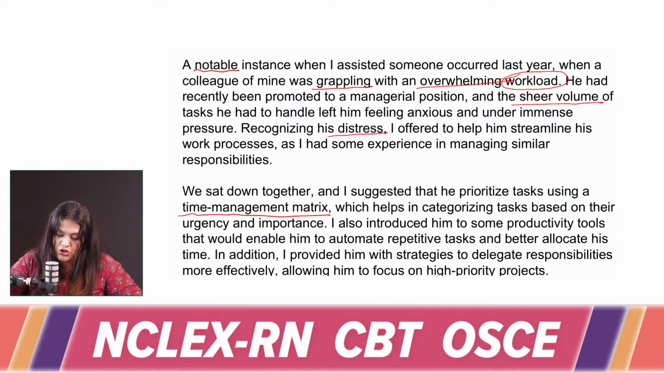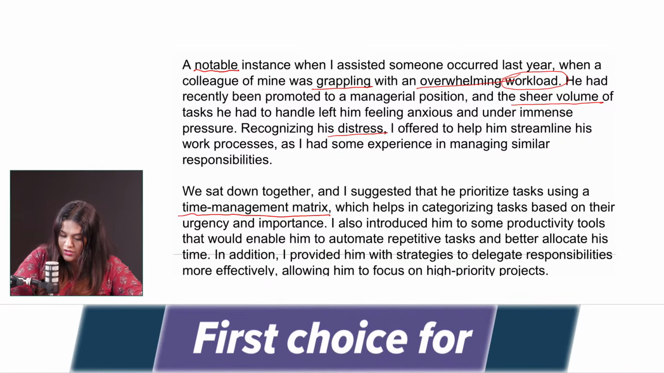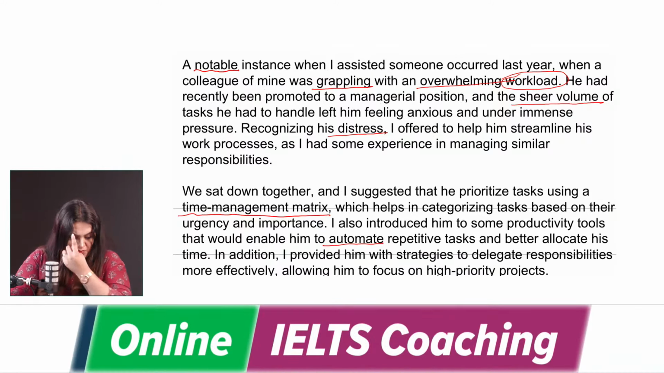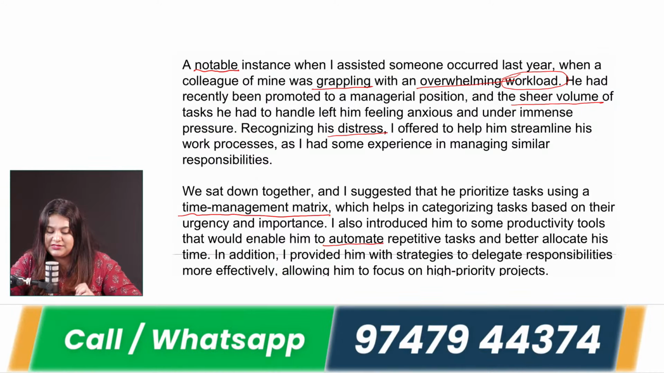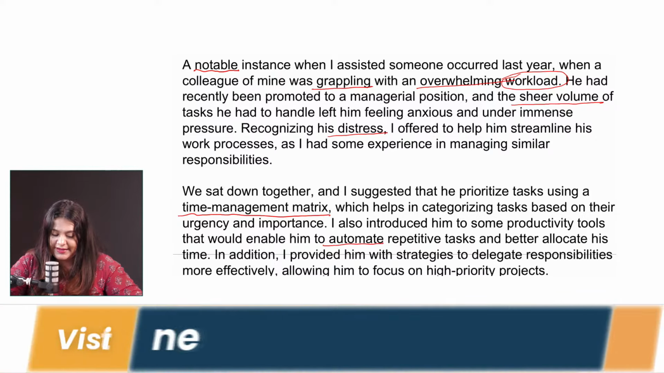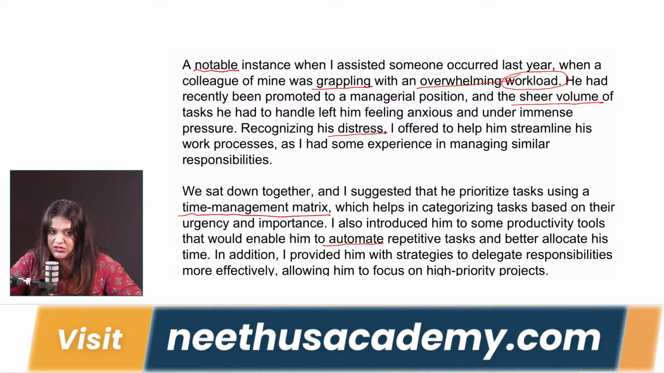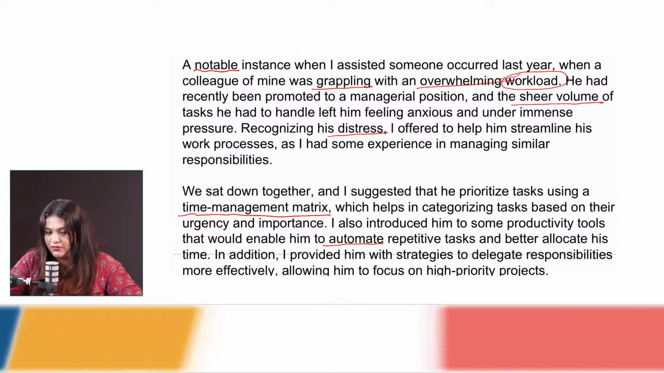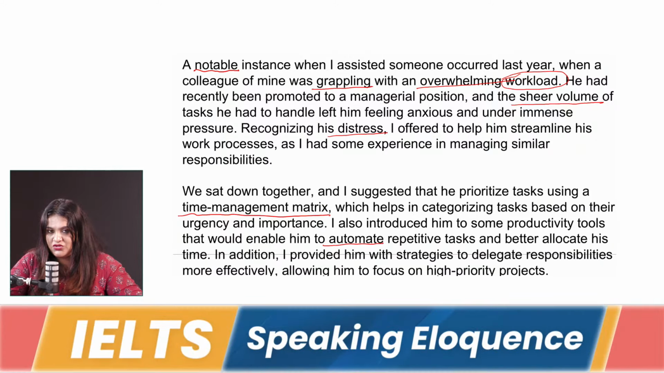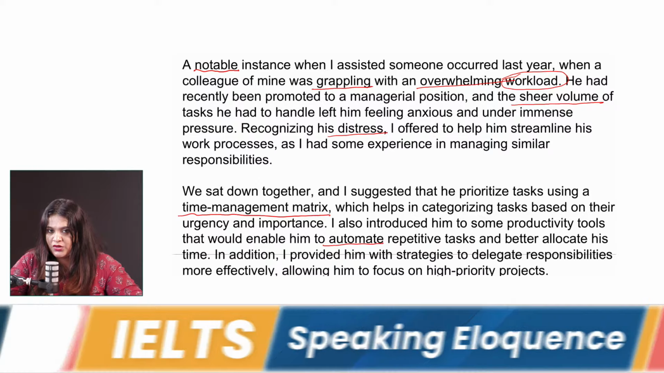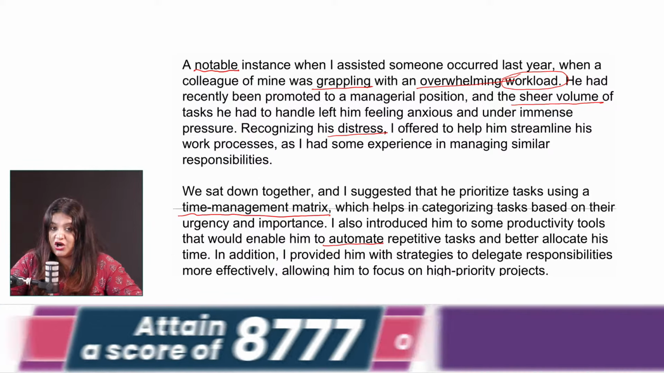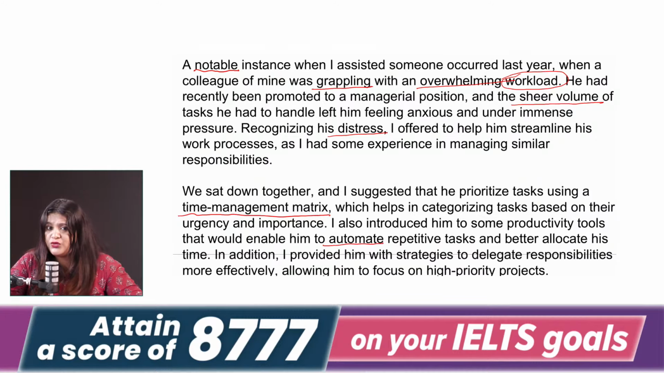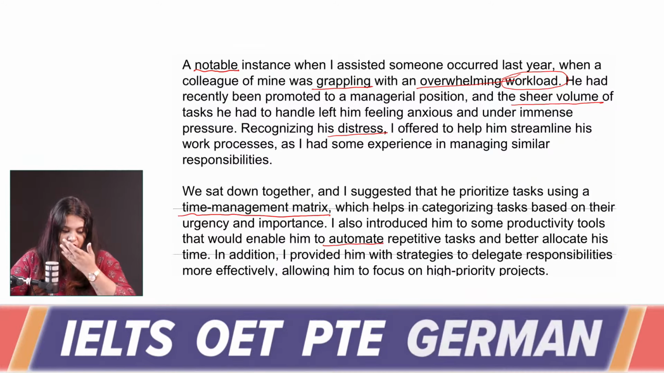The next one is automate. Okay, automate is used here. Automate means to make a process operate automatically. So this is how the sentence is. I also introduced him to some productivity tools that would enable him to automate repetitive tasks. So there are a lot of tasks which are kind of repetitive. So I've helped him introduce some tools which can be used to automate the repetitive task so that he doesn't have to do it over and over again. Okay, so that is how we use that word.